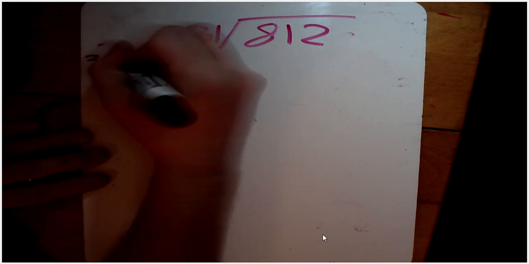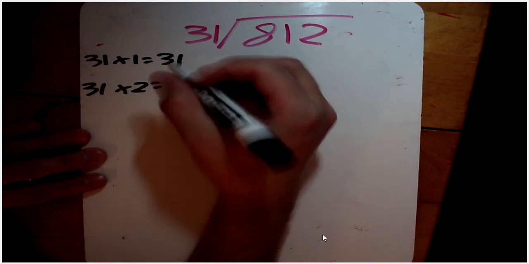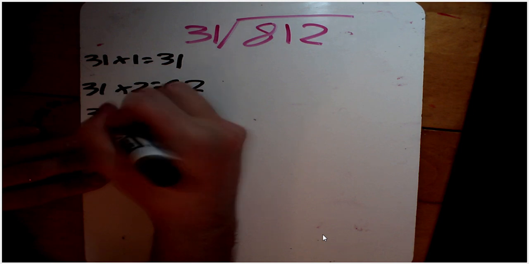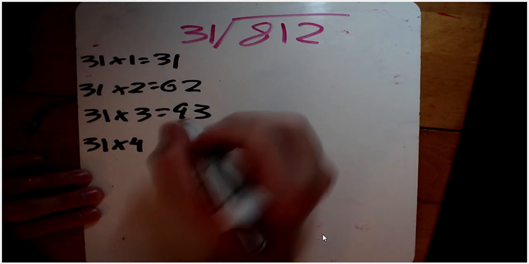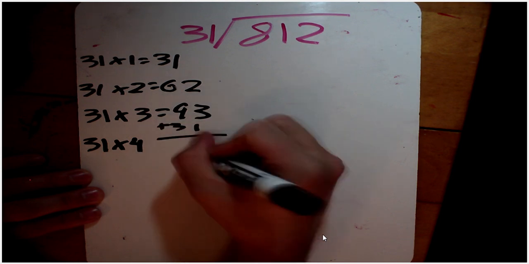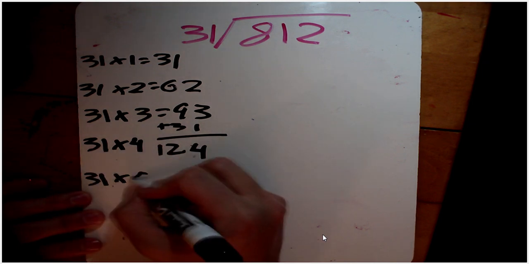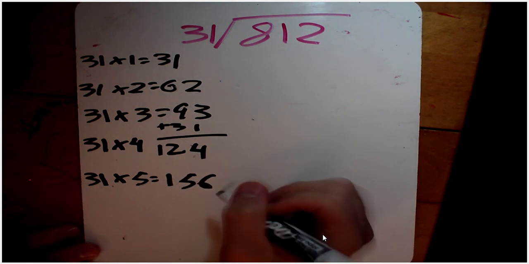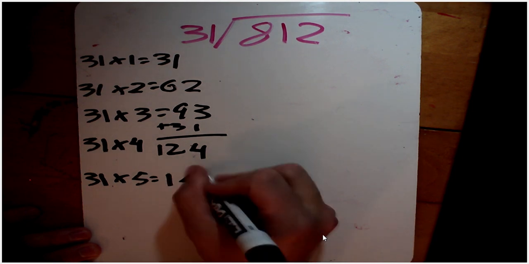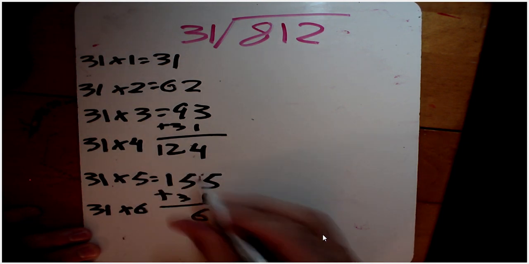So let's list out the multiples of 31. So 31 times 1 is 31. 31 times 2 would be 62. 31 times 3 would be 93. 31 times 4 would be 124. 31 times 5 would be 155. 31 times 6 would be 186.